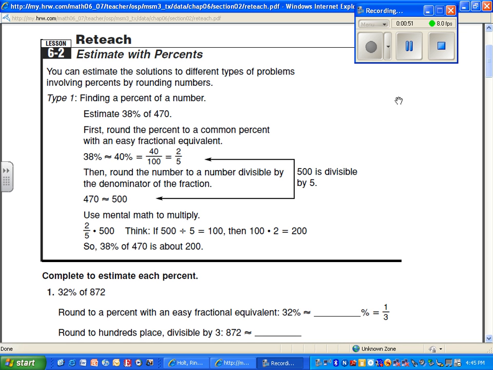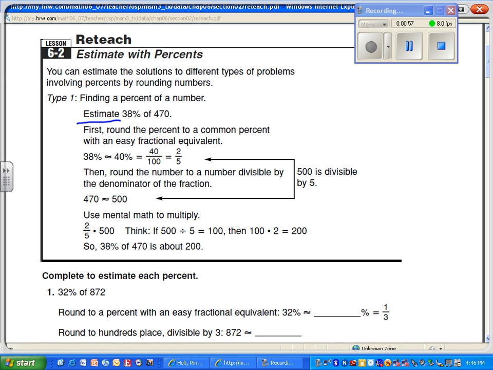We're going to find a percent of a number, but remember we are just estimating, so let's keep that in mind. Looking at this example, 38% is approximately 40%. 40% is also written as 40 hundredths, which reduces to 2/5. So I can really look for 2/5 of this number. However, I can change that number to make it a little bit easier. This 470 is really close to 500. So what we're looking at here is our bottom line: we're looking for 2/5 of 500.